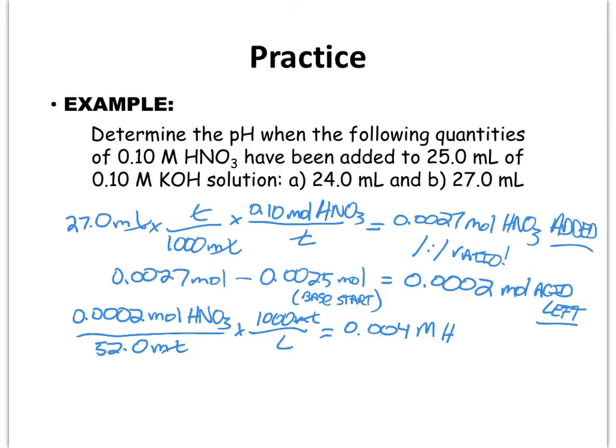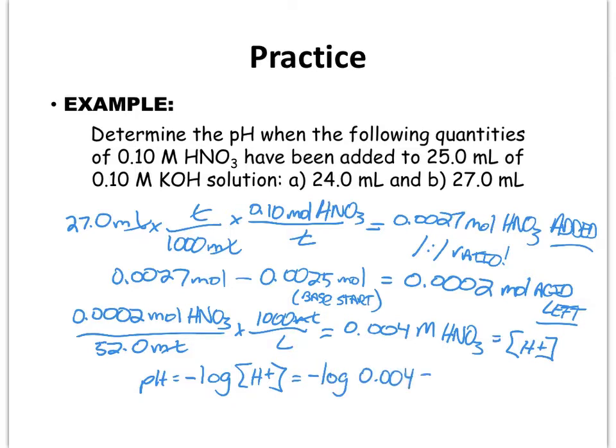This would be for the nitric acid, but remember, this is a strong acid, so it's 100% dissociated. So if we know the concentration of the acid, it's a 1-to-1 ratio. So this is the concentration of the H plus. So if we want to find the pH of this, we know the pH is equal to the negative log of the concentration of H plus, which is equal to the negative log of the 0.004, which gives us a pH of 2.4, 1 decimal place because we only had 1 sig fig. So that's how you go about solving for this particular problem.